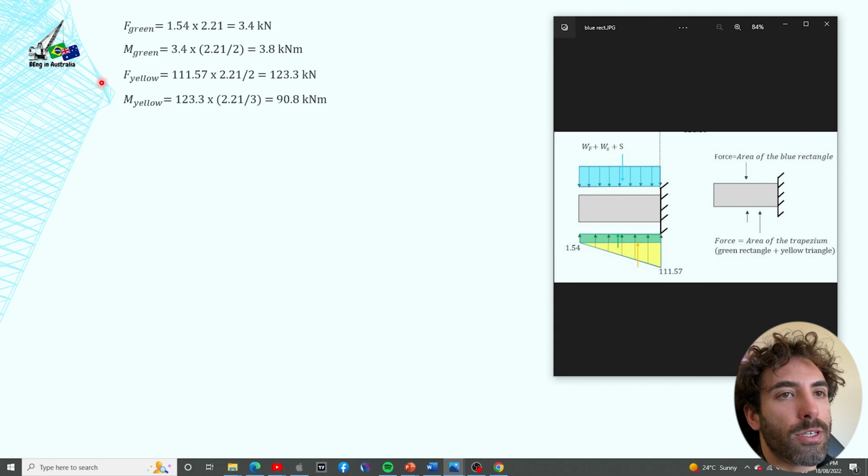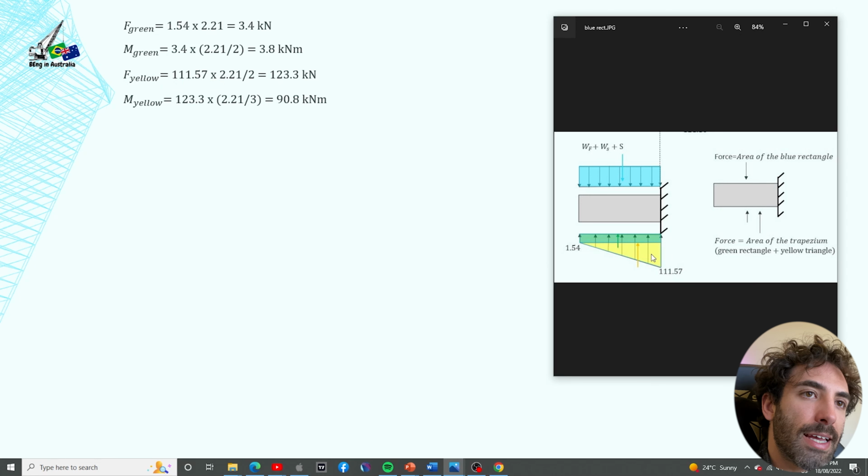Force of the yellow triangle is 111.57 times the height of this triangle, which is the length here of the footing, 2.21, divided by 2. So area of triangle, base times height divided by 2. So we've got 123.3. And the moment is 123.3 times the height of this triangle divided by 3, because it acts at 1/3 of the height from the base, as we discussed before. So that gives us 90.8.